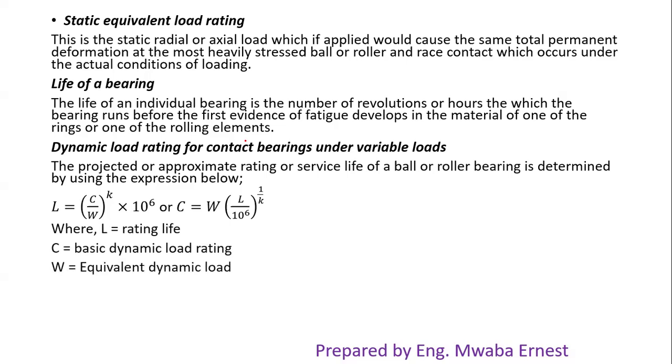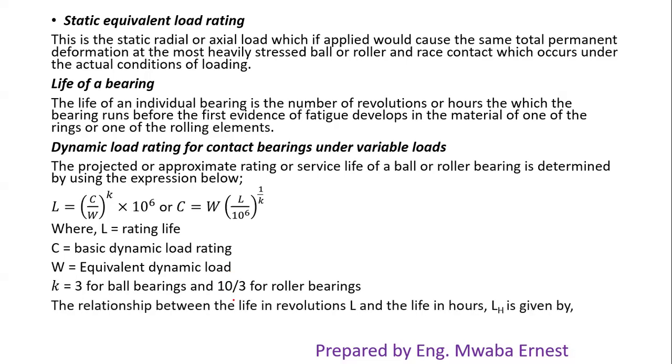You don't need to worry about all this. We're just building up basic dynamic load rating. Then we also have W, the equivalent dynamic load rating. Then we have K. This is where you now see the demarcation between ball bearings and roller bearings. For ball bearings, the value for K is 3. For roller bearings, the value for K is 10 over 3. Of course, we know 10 over 3 is 3.3333. So that's what makes them stand out between the two in terms of this constant K.